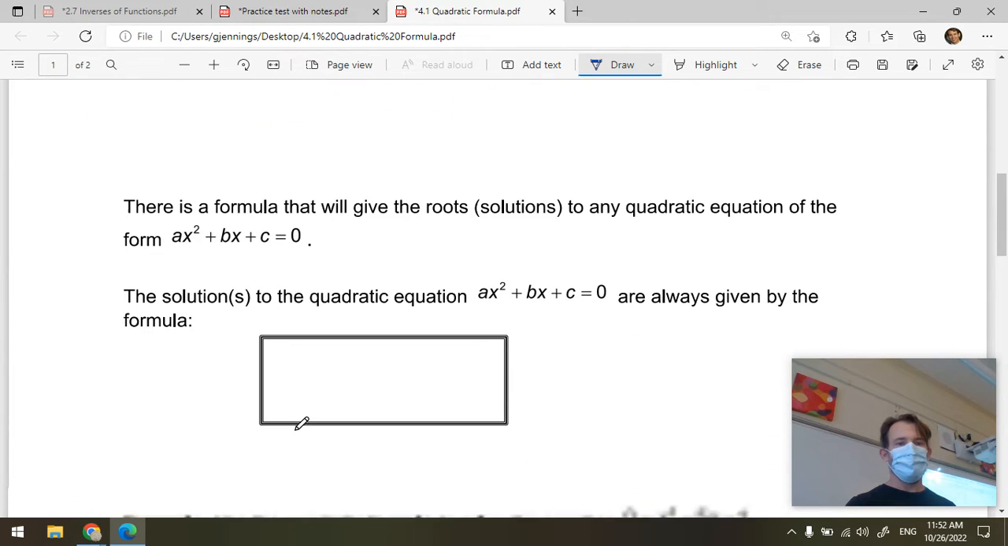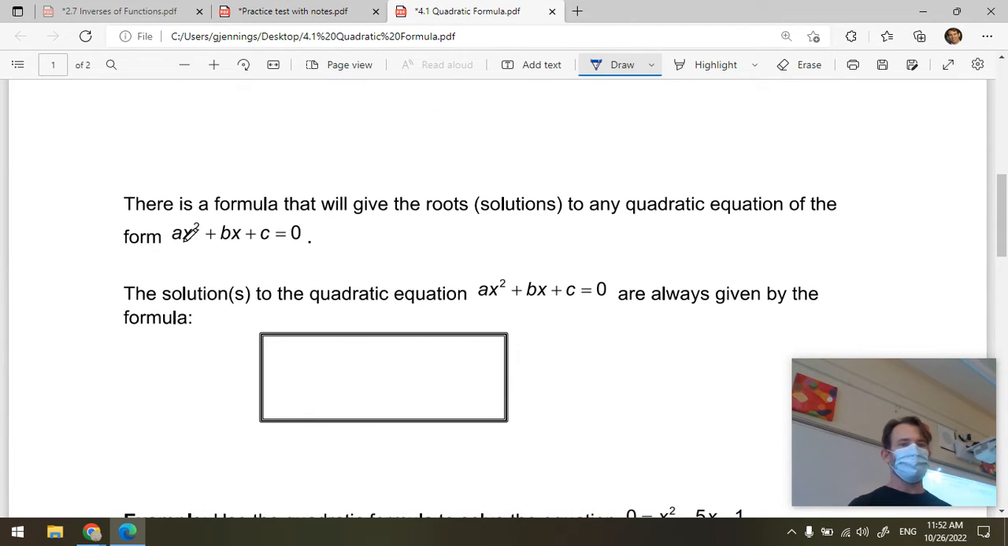So there does exist a formula that will give us the roots when you have this situation, ax squared plus bx plus c equals 0. If you are looking to solve that situation, even if the equation is factorable, you can always use the quadratic formula. Always. To find out what the solutions are, or even if solutions exist.